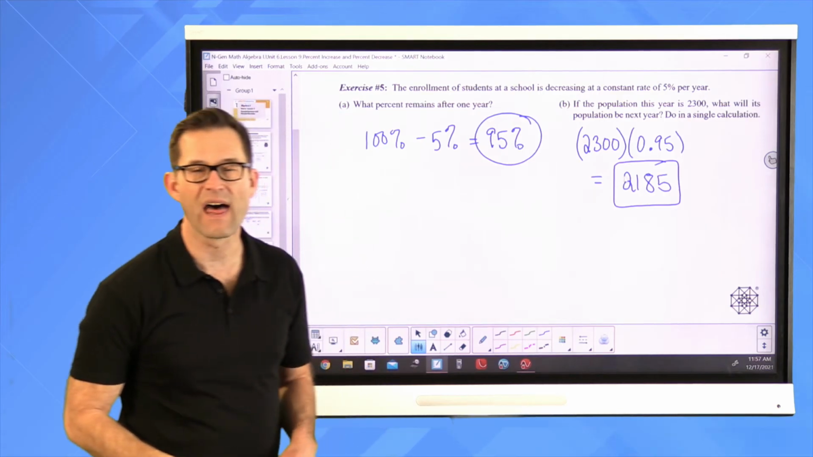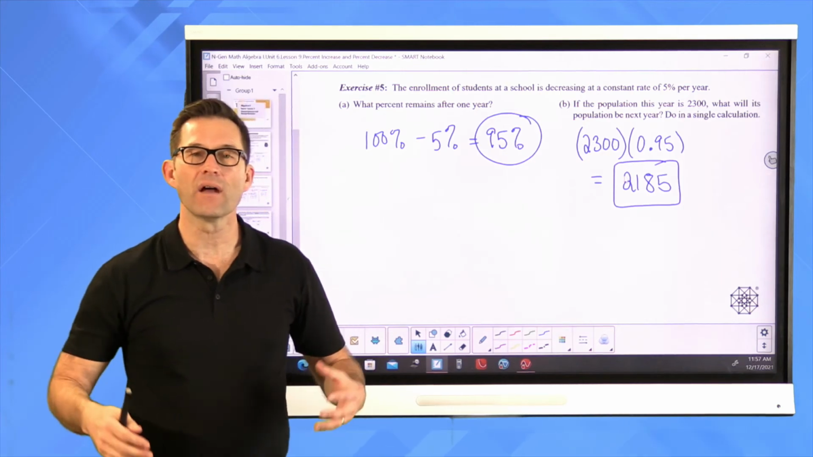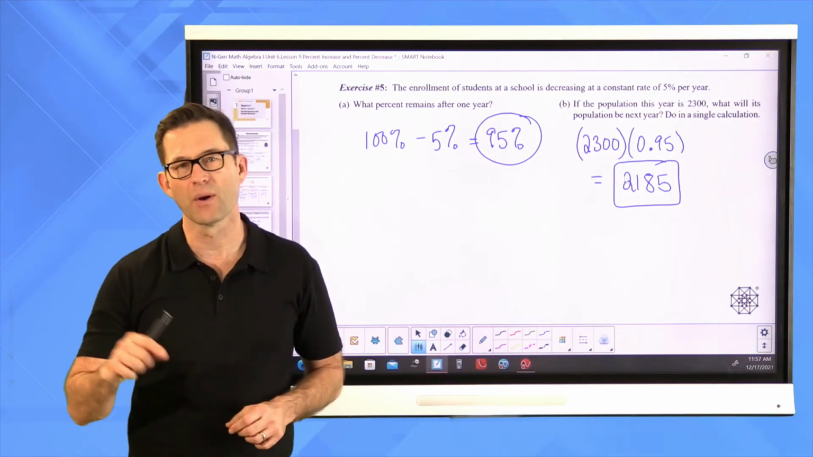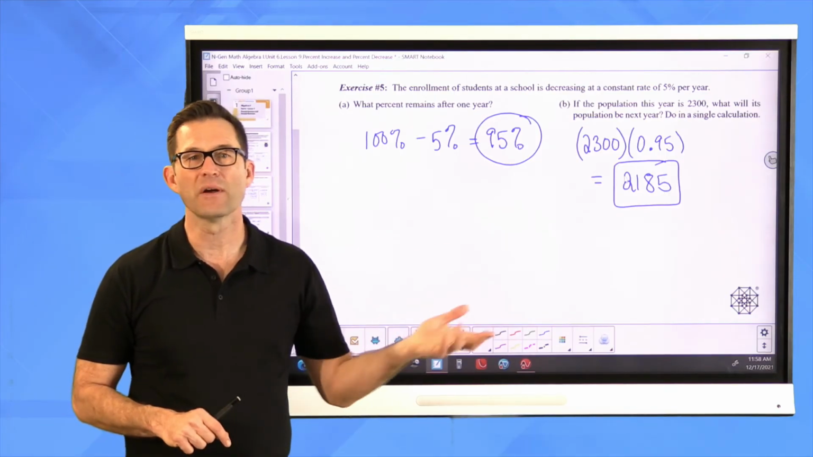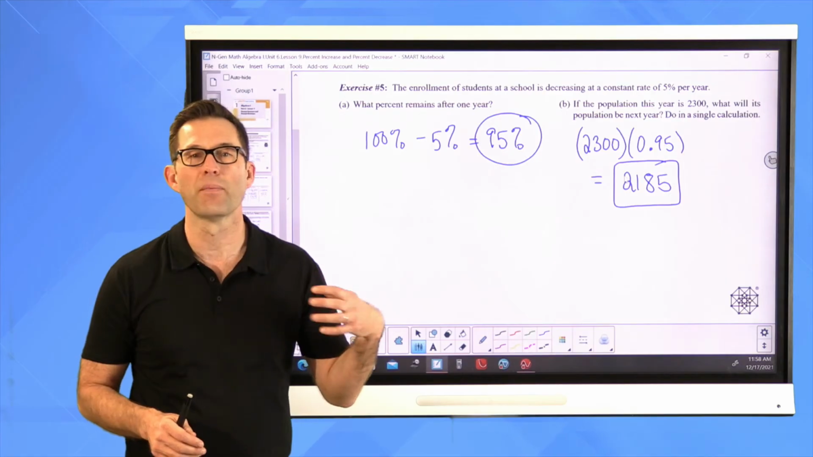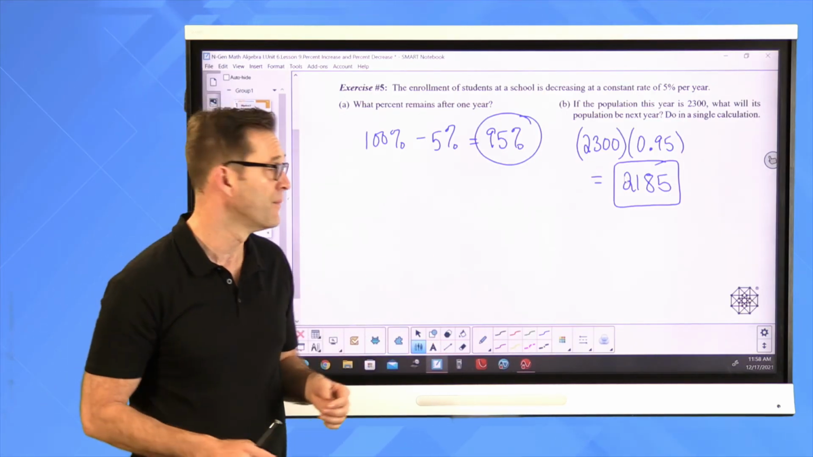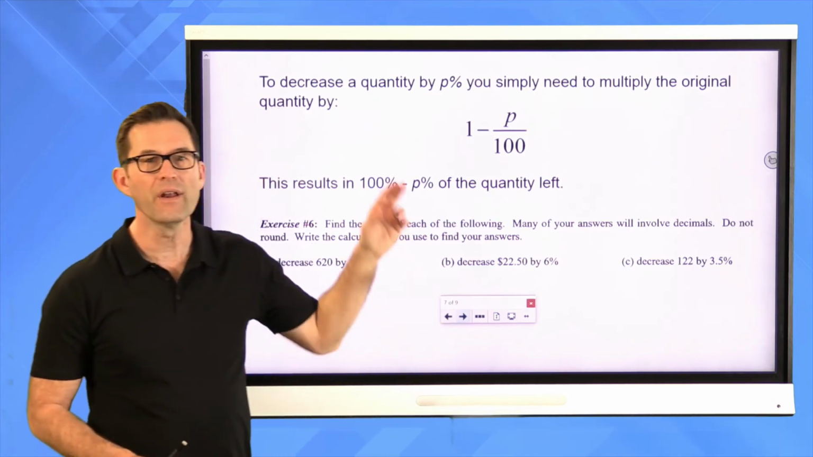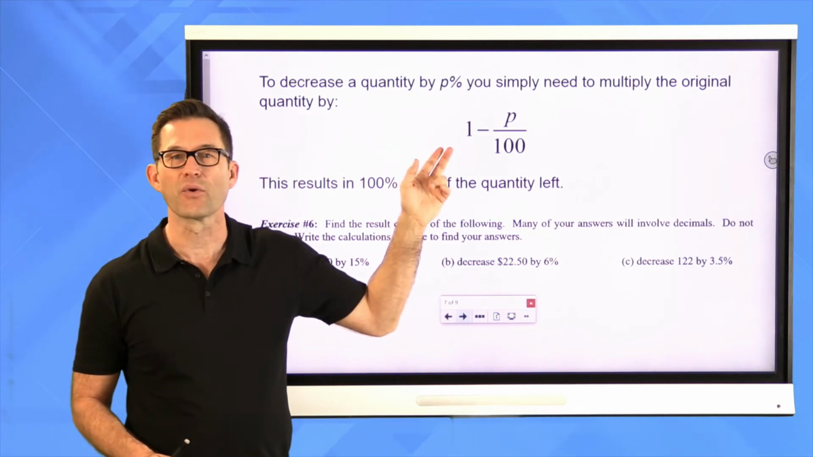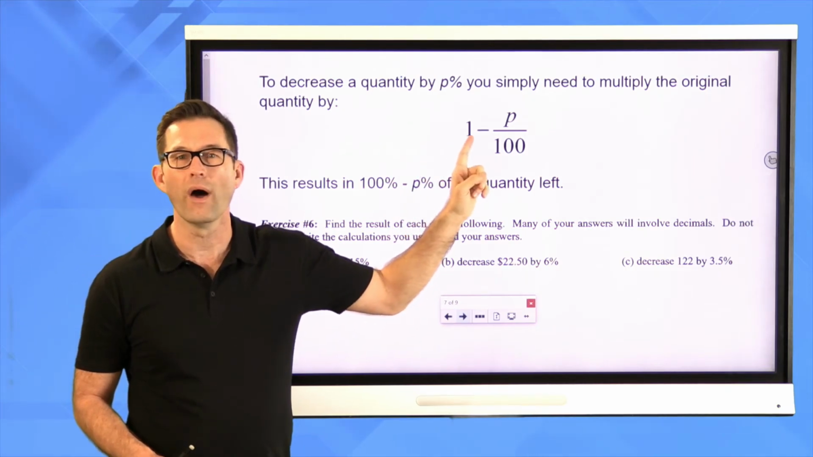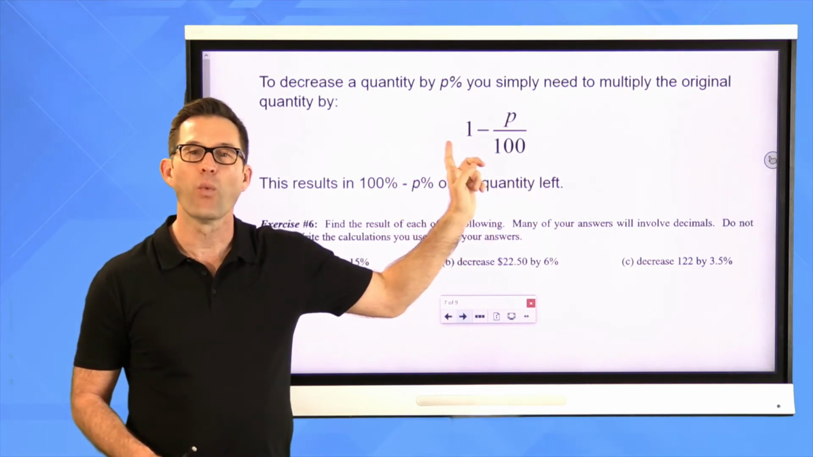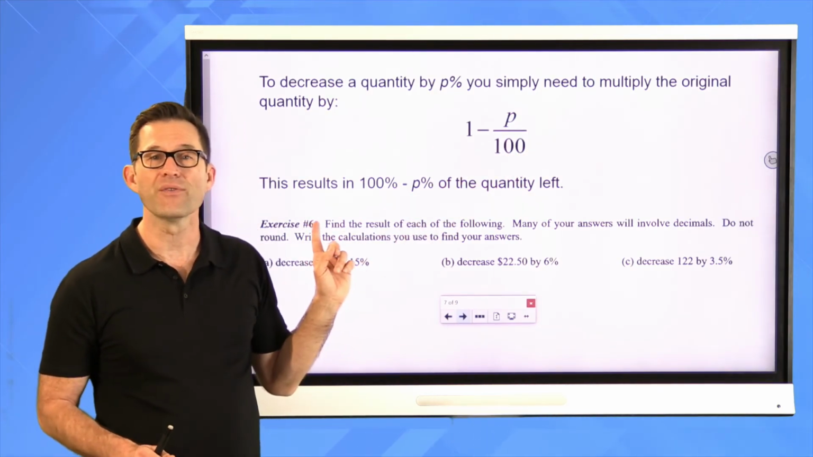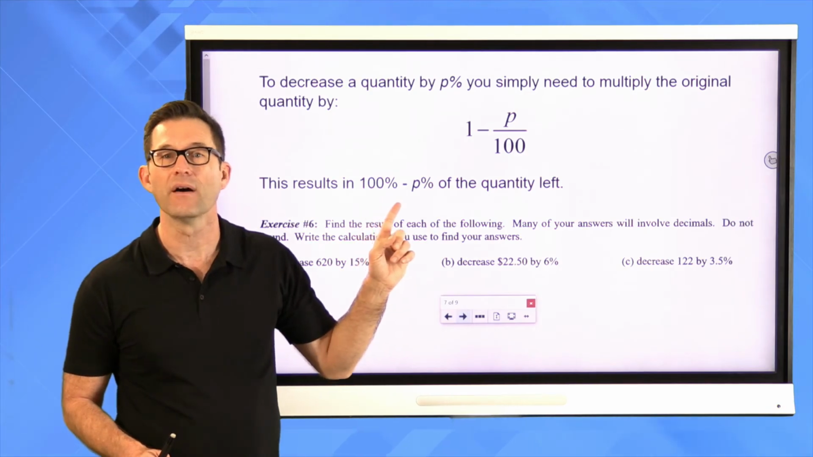How fast is that? But again, the tricky thing is understanding that if I decrease by 2%, I'll have 98% left, so I'm going to multiply by 0.98. If I decrease by 20%, I'm going to have 80% left, so I multiply by 0.80, or just 0.8. Let's see if you've got this. Here it is, just like with the percent increase. The only difference is instead of 1 plus p over 100, it's 1 minus p over 100. It's really quite simple, and that will result in 100% minus p% of the quantity left.